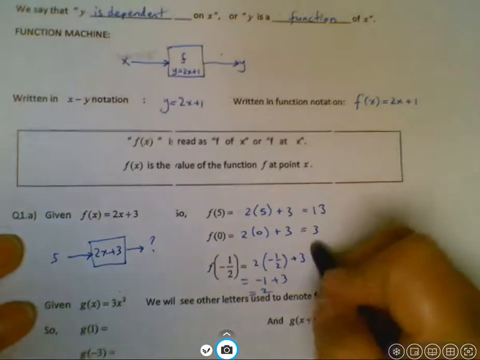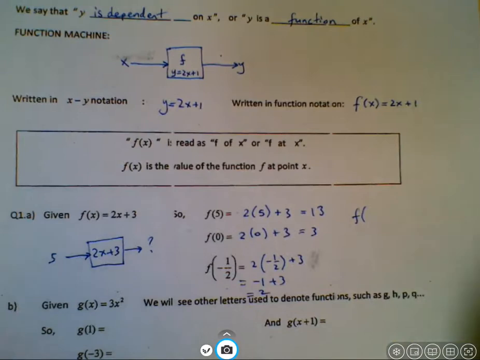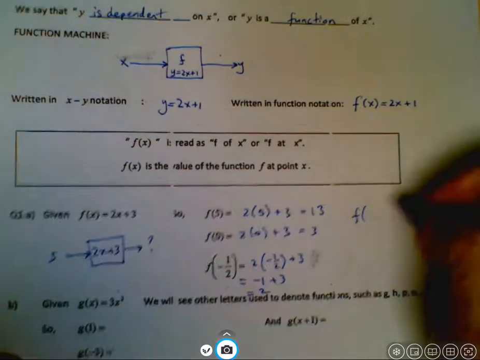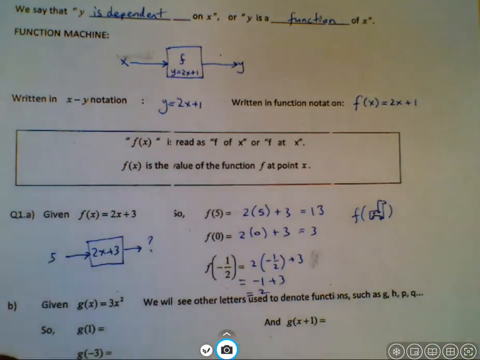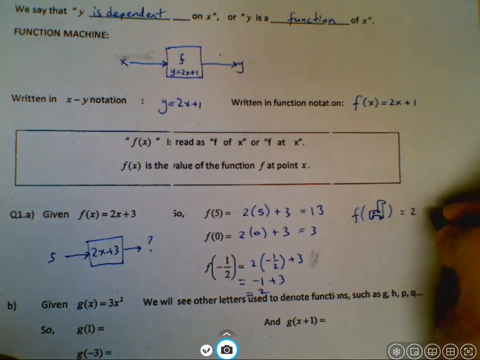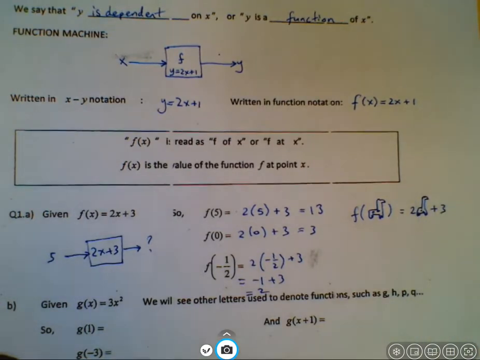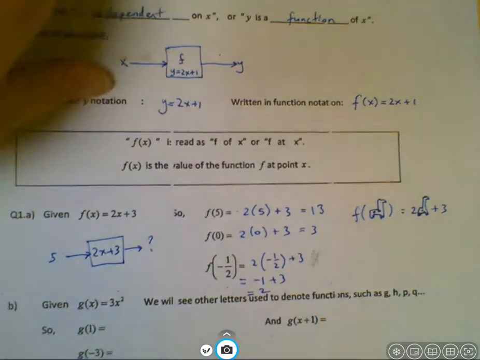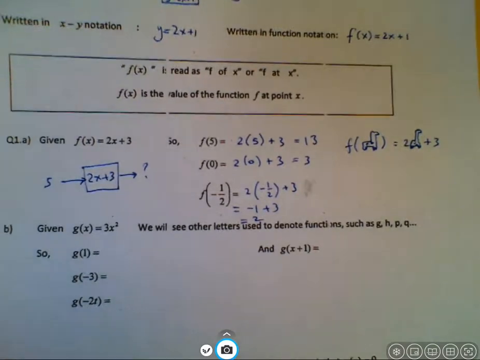I'll give you another one. What is f of, just pick an animal here, what is f of giraffe? f of giraffe is going to be 2 giraffe plus 3. Whatever the input is, it's going to be 2 of those plus 3. By the way, I like to work with giraffes, sometimes fruit and stuff, so just get used to it.